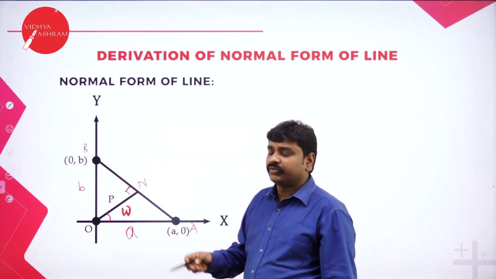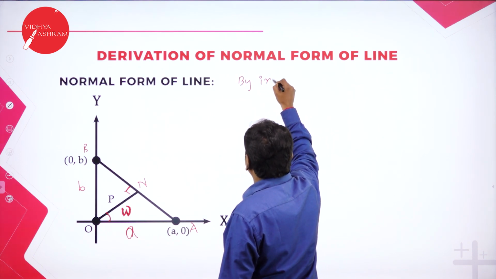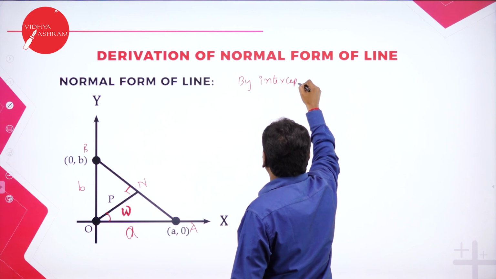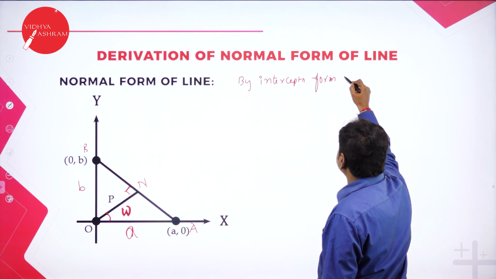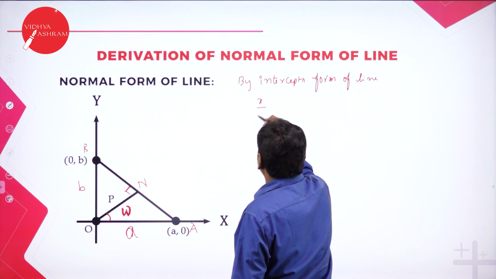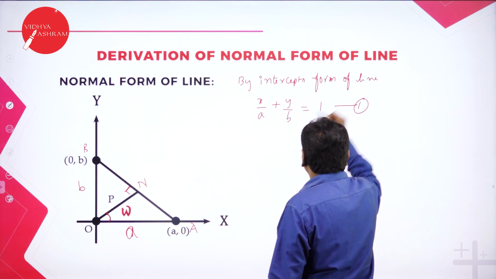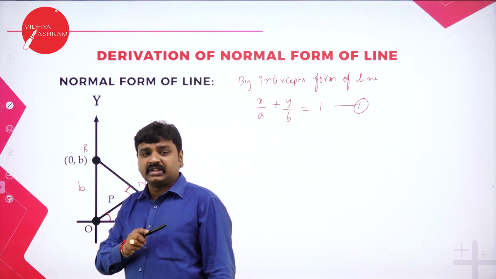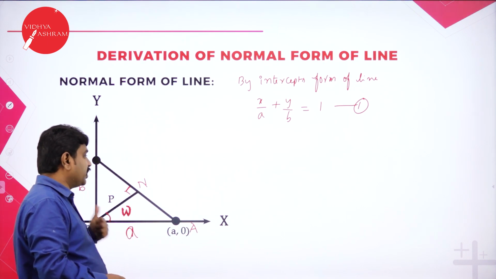Let it be. So now first I'll write by intercept form of line. All of you know intercept form of line. By intercept form of line, what is the equation of line? X by A plus Y by B is 1. This is my answer. I got the answer. But I need to write the values of A and B. To get the values of A and B, the criteria is we have P and omega.